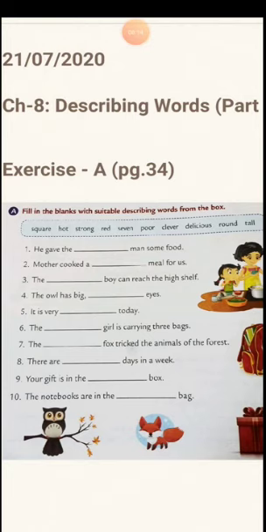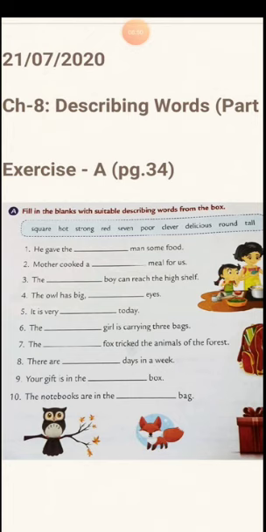So the words given here are square, which is a shape word, hot, it's a quality word, strong is a quality word, red is a color, 7 is a number, poor is a quality, clever is a quality, delicious is a quality, round is a shape, tall is a quality. So all these words are describing words. When we use them before a noun, they become the describing words for the nouns or the naming words.